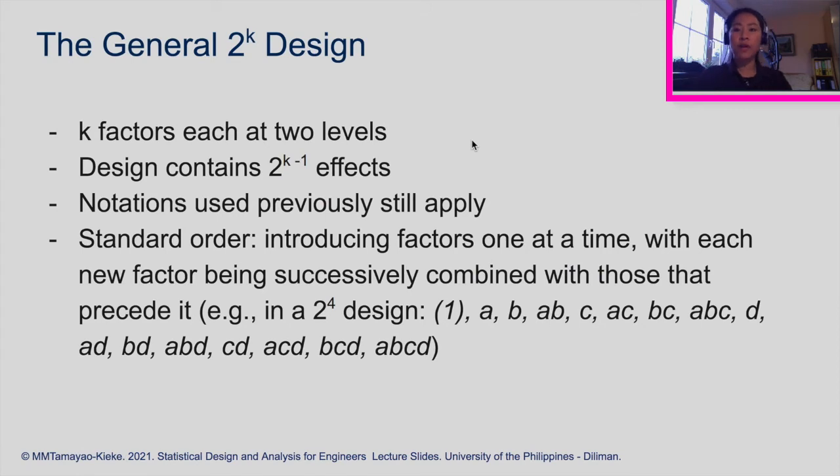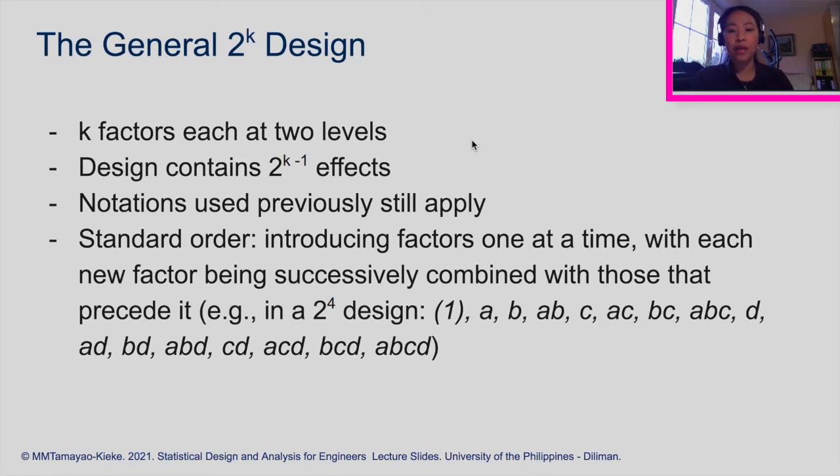Okay, now let's move on to the general 2 to the k design. 2 to the k factorial designs are factorial designs where there are k factors, each at 2 levels. And so the design contains 2 to the k minus 1 effects. And the notations that we used previously still apply. And the standard order is for you to introduce factors one at a time, with each new factor being successively combined with those that precede it.